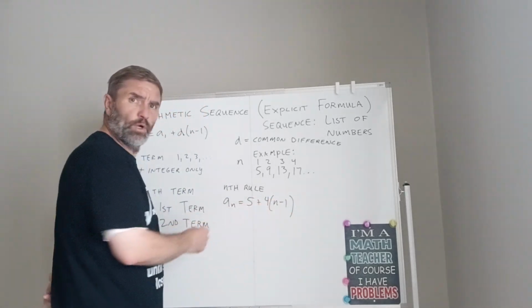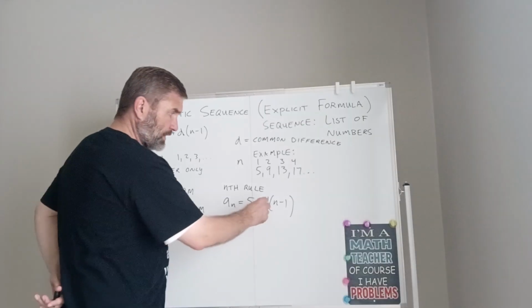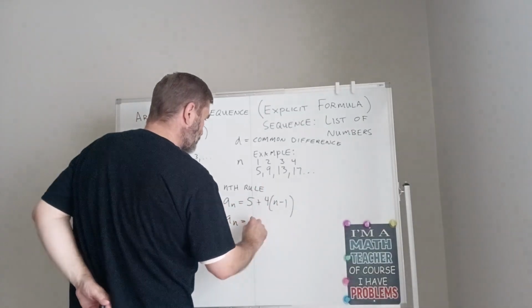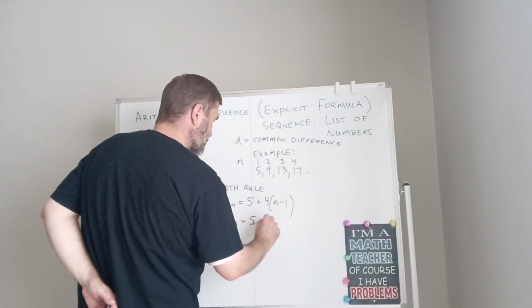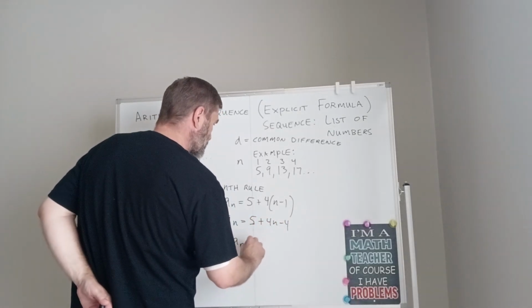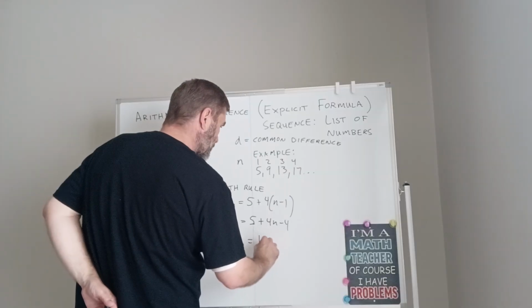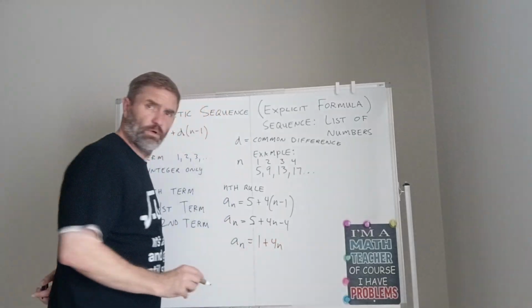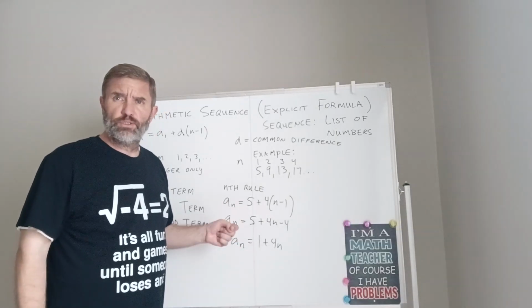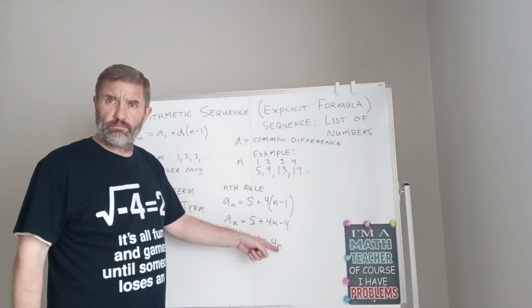Now notice at this point, we can simplify. We can distribute that 4. So a sub n is going to equal 5 plus 4n minus 4. When we continue our simplification process, we're going to get 1 plus 4n. Now, the powerful thing at this point is, no matter what term in the sequence you want, you simply plug that number in and do the math.